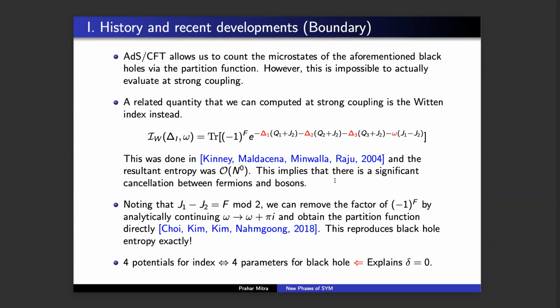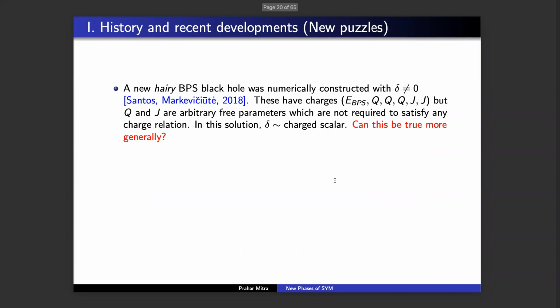So you might have said, that's great. We don't really need to explore this anymore, except that there was work also in 2018. In fact, the same year that this index paper came out, by Santos and collaborators, where they numerically constructed a supersymmetric black hole, which has 3 equal charges, Q1 equal to Q2 equal to Q3, J1 equal to J2, but no charge relation among these parameters. So it was a 2-parameter supersymmetric black hole solution. So it does not satisfy the charge relation. Delta is not equal to 0.